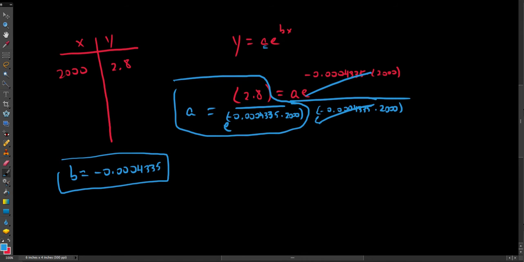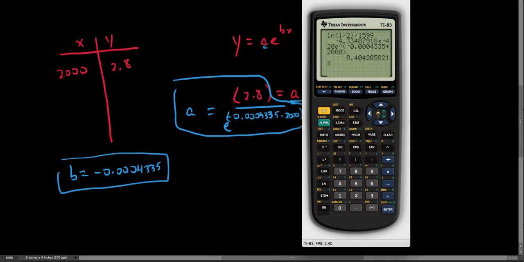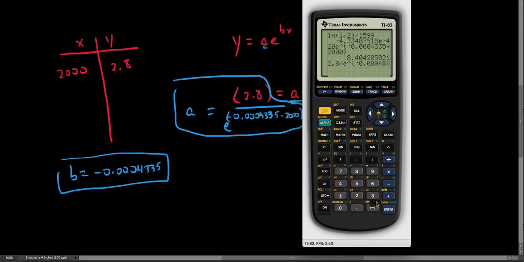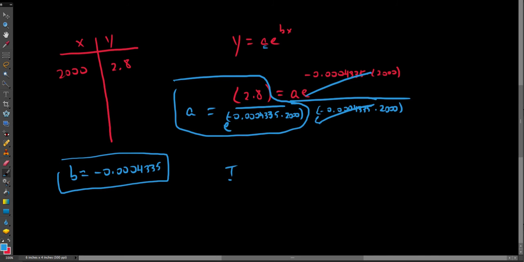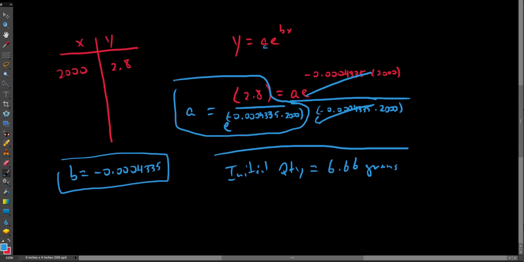So let's go ahead and get our calculators and determine an initial value here. We would say this 2.8 divided by e to the power of negative 0.00043335 times 2,000 in parentheses. We say that you must have started with 6.66 grams of material. And so that is to say that our initial quantity would have been about 6.66 grams of material if this was radium-226, and if we knew that after 2,000 years we had 2.8 grams of material left.